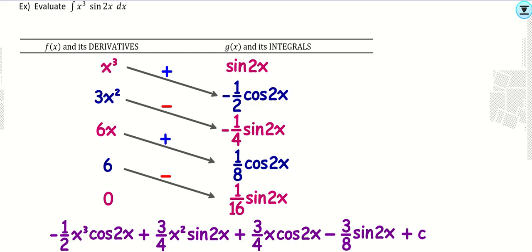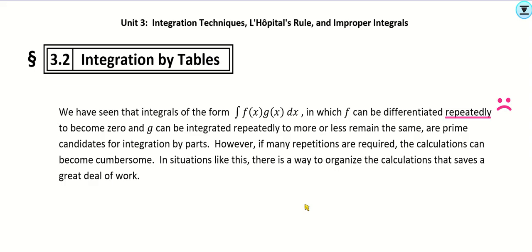So again, integration by tables only really applies and helps when there are going to be multiple repetitions of taking the derivative of something like x to some power, and you're slowly getting it down to 0. But hey, it's more than enough to be happy about.